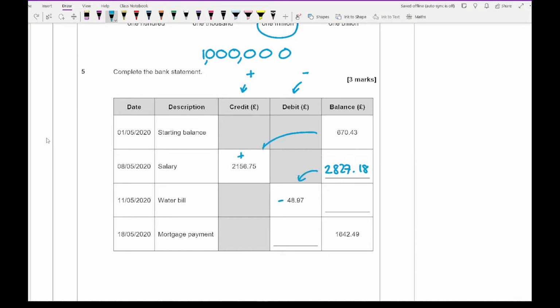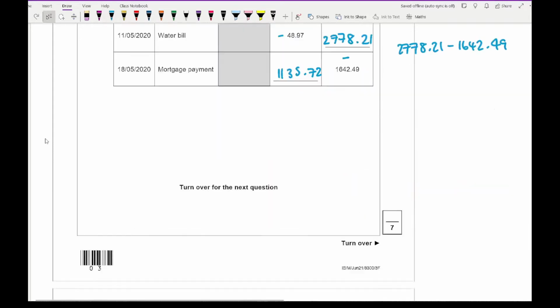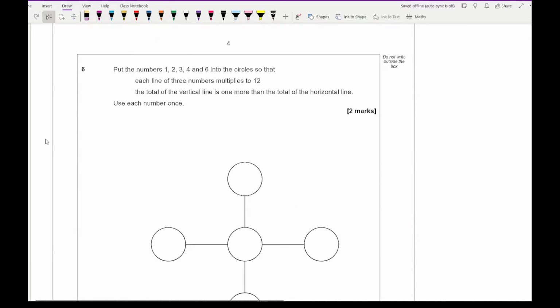Then we take away this from that. So if I just add that, we get that. And then if we take away £48.97 from our previous balance, we should have the answer of £2,778.21. And then what we then need to do is take away these two numbers. So it's going to be 2,778.21, take away 1,642.49, and that gives us an answer of £1,135.72.